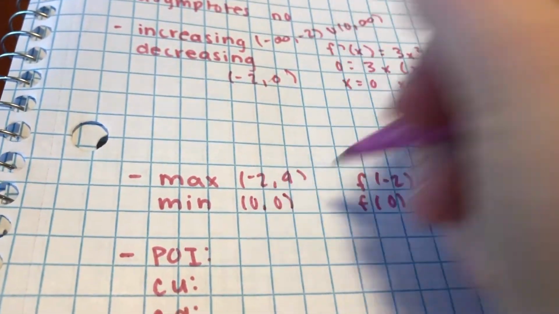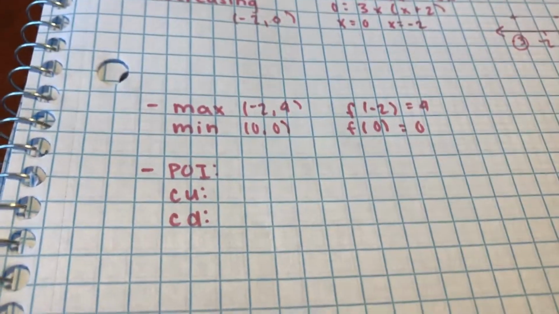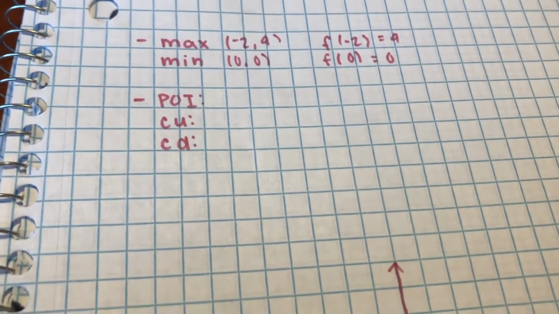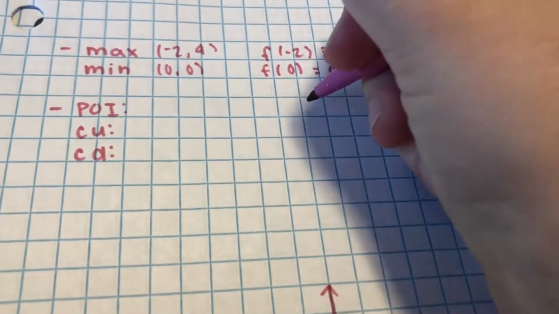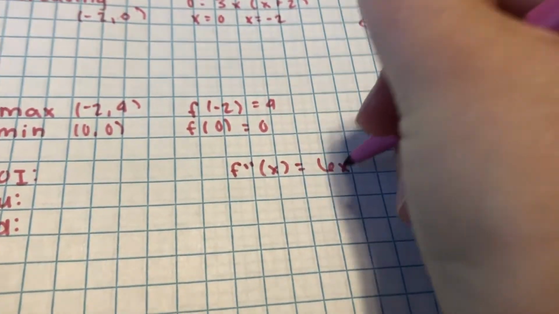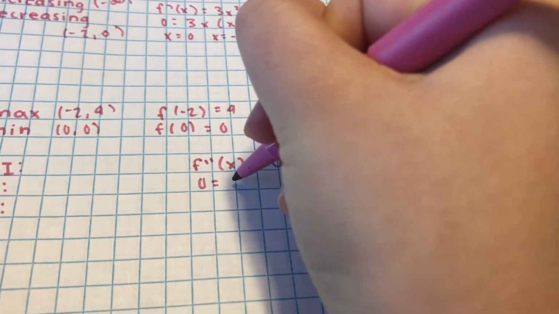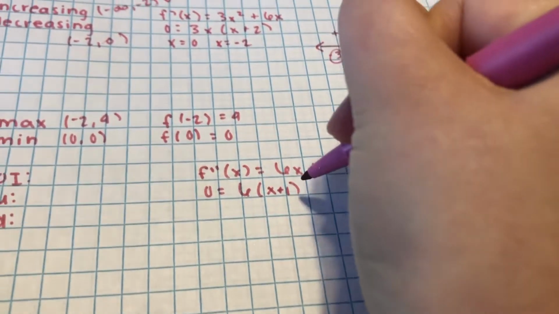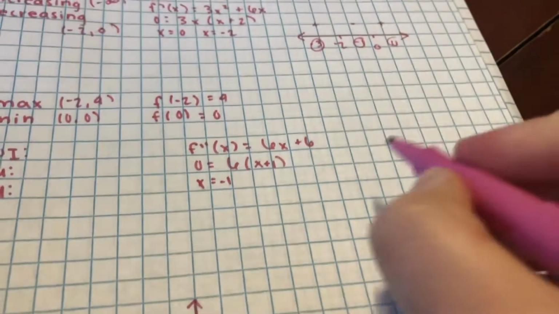So then we use the second derivative test to find our point of inflection and then to ultimately determine when our graph is concave up and concave down. So if we take the second derivative, f double prime of x, we get 6x plus 6. Set equal to 0. We can factor out a 6, so then we just have 6 times quantity x plus 1, and then when we solve that, we get x equals negative 1.